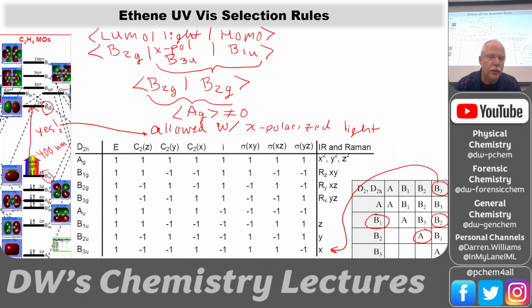I don't see any B1Us up here. I see an AG. Let's start on our B1U again, our highest occupied molecular orbital. And let's say we're going to go to a B3U, this one here, B3U.